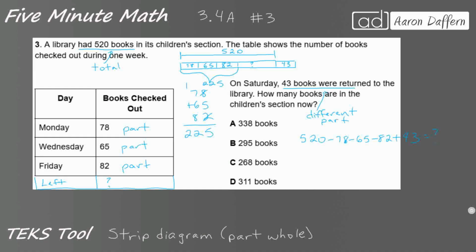So let's figure out what we have with the 520. Took away 225. And so this is going to be 295 books left, which is an answer choice, but don't forget the 43. Now we need to return 43. That's going to be 338. Our answer is A.